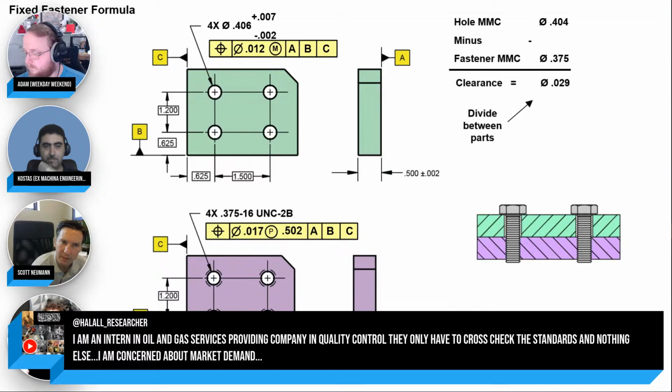Maybe I'm not quite understanding the question. Yeah. I'm thinking what they're saying is, if you have an intern working at a company and their primary responsibility is cross-checking the standards and pretty much nothing else, is there a lot of market demand for something like that?